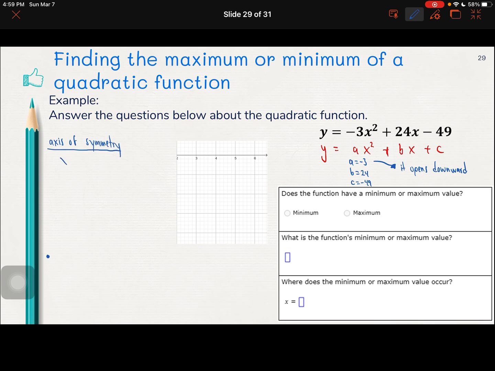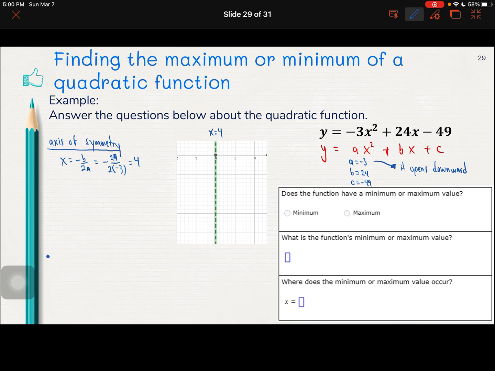For that I'm going to use the formula x equals minus b divided by 2a, that is minus 24 divided by 2 times minus 3, and that is 4. It says that at x equals 4 the parabola has an axis of symmetry.